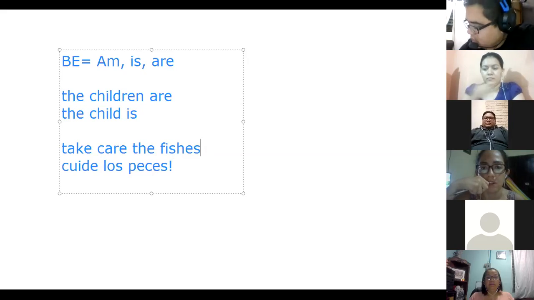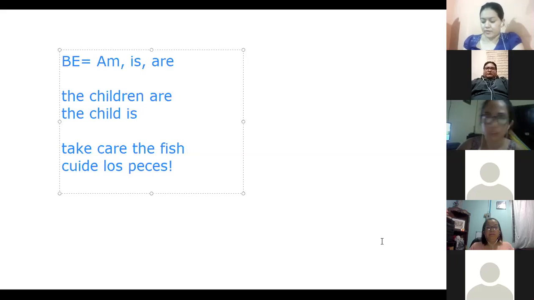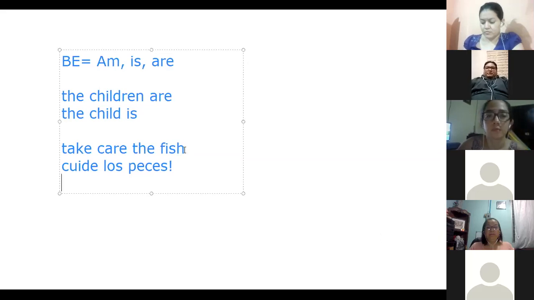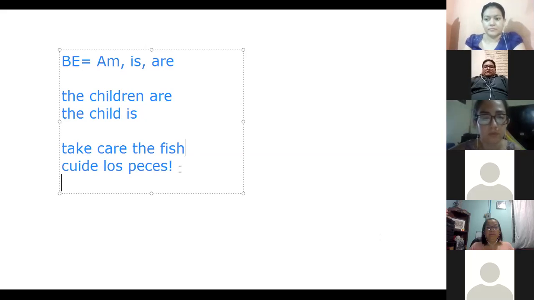But the word fish puede ser singular o puede ser plural. No se puede pluralizar, no se puede decir fishes. This is not correct. So the correct sentence is take care of the fish. Porque fish puede ser singular o puede ser plural. No hay ningún problema. En este caso, no podemos ponerle el fishes. Okay? Son cosas, digamos, que a veces son mínimas, pero que hay que ponerlas en práctica. So the correct sentence is take care of the fish, not fishes.